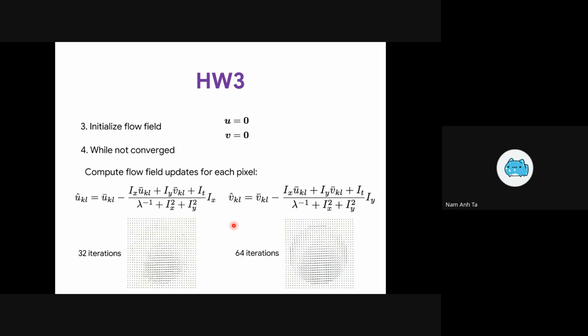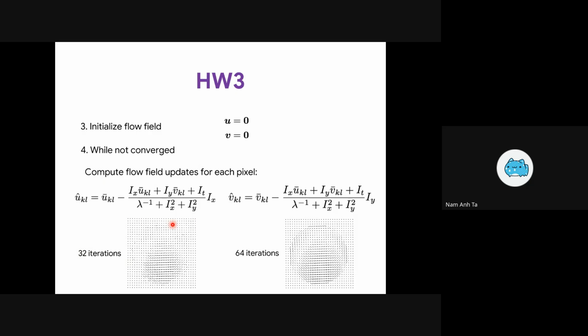So if you loop it through, if you increase the number of iterations, you will have a much clearer result like this. But you need to try the number of iterations from 1 up to 64. At the start, after you calculate the Ix, Iy, and the It, the next step is you need to set the velocity vectors, the U and the V, for every pixel to 0. And then you will perform the iterative updates.